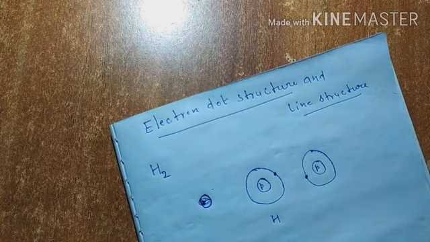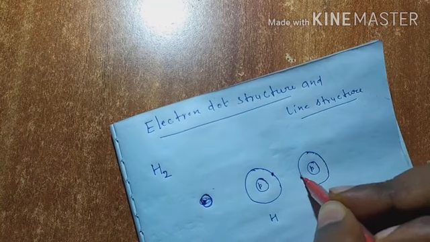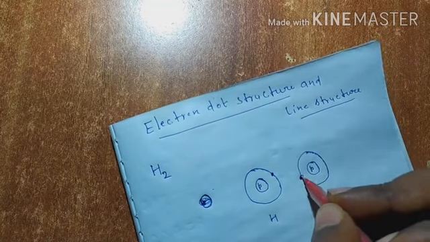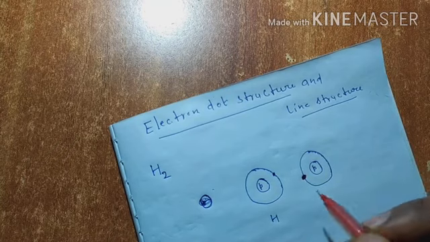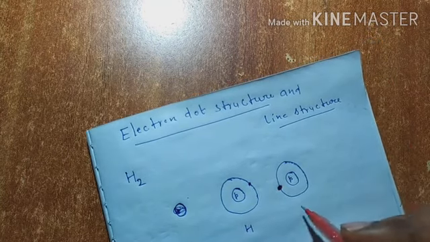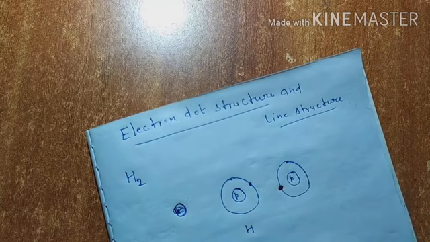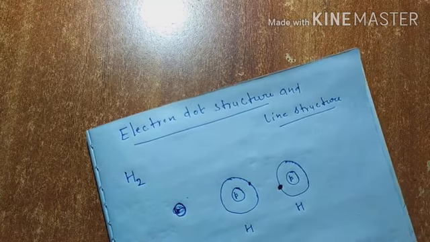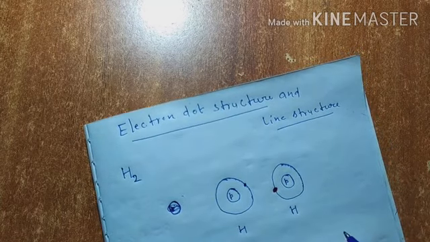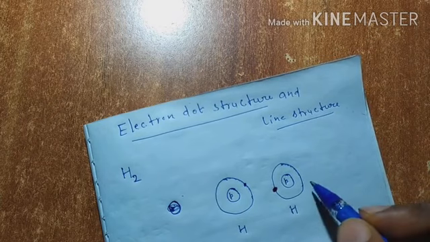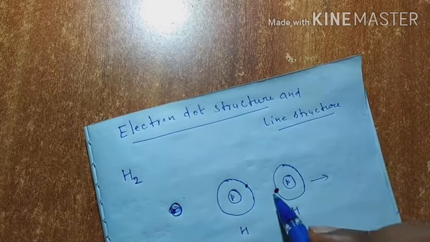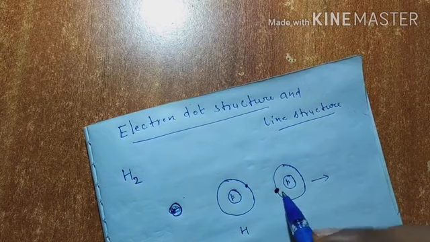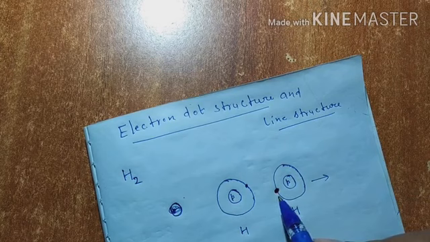Okay, I will use some different colors for the purpose of understanding. This is the red I showed here, electrons in red color. This is blue color. This is also hydrogen. This is also a hydrogen atom. So these two atoms combine, and their two electrons will be shared with each other for the formation of a covalent bond.